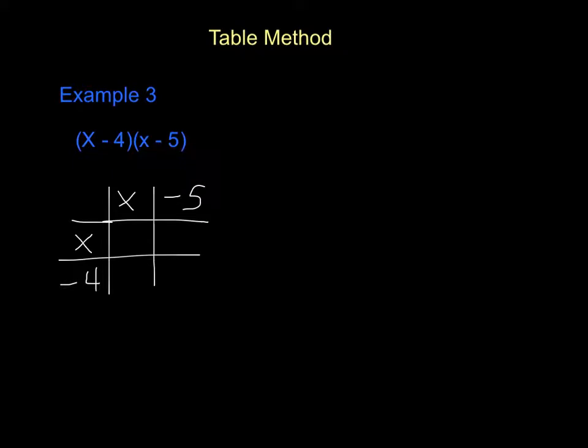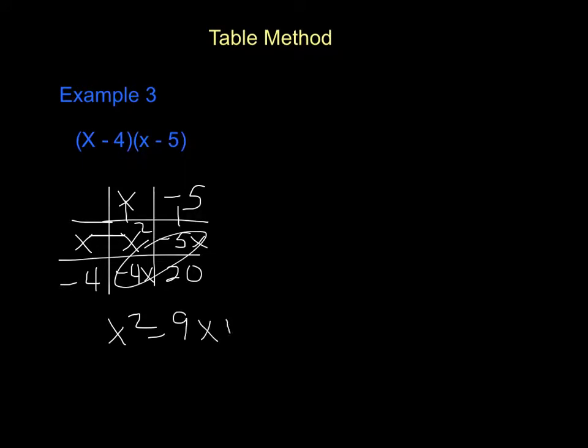Okay, in this square here I've got x times x, which gives me x squared. Here I've got minus 5 times x, which gives me minus 5x. I've got minus 4 and x intersecting here, so minus 4x. And minus 4 and minus 5 gives me a positive 20. So if I take those, I've got my x squared. Again, I can combine like terms here with the x's, gives me a minus 9x, and then the constant is a positive 20.